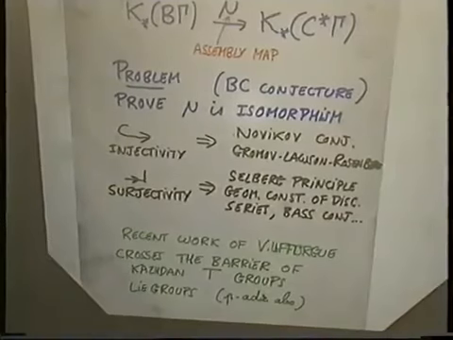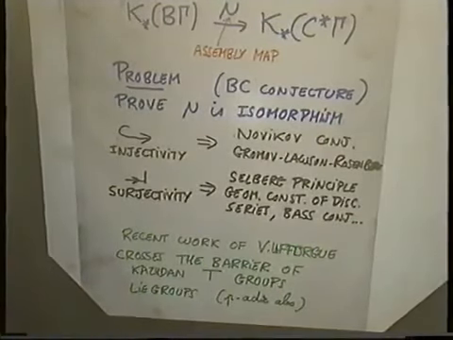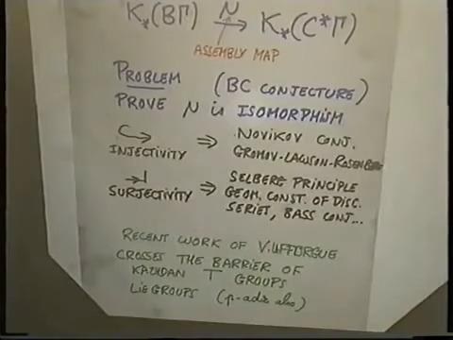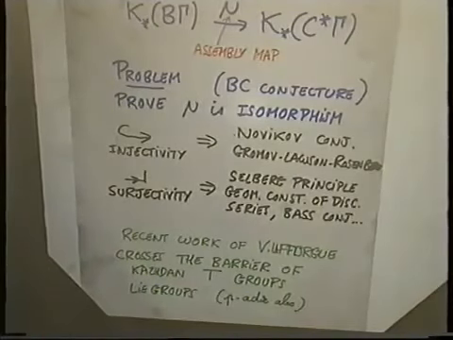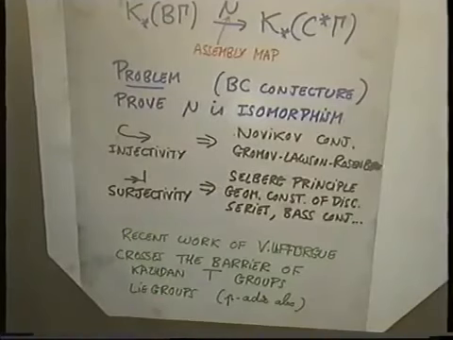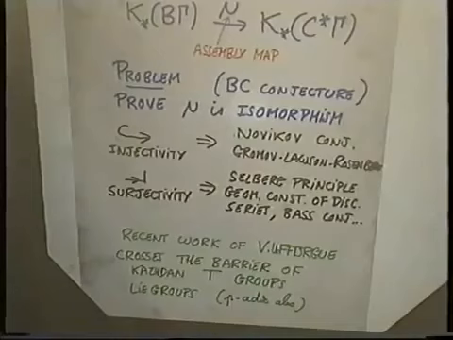Now, the surjectivity of this map actually implies a number of things. It implies the Selberg principle. When you apply it to Lie groups, the Selberg principle, you know, of vanishing of orbital integrals on discrete series, it implies the geometric construction of discrete series, a completeness, which is a difficult part in the Harish-Chandra theory. And it implies things like the Bass conjecture and so on.